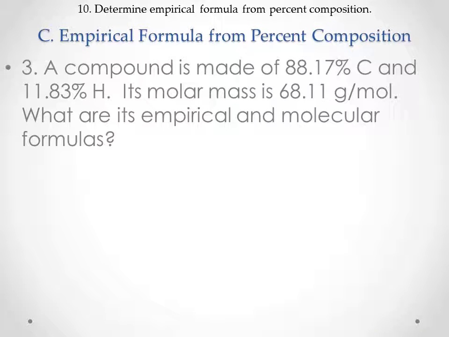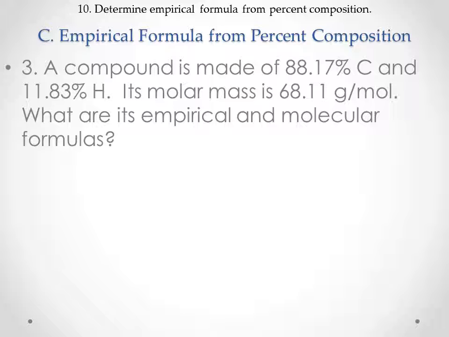All right, let's look at a different problem. Same question, but just a different compound here. We're told a compound is made of 88.17% carbon and 11.83% hydrogen. Again, we're given the molar mass. You can see that there. And again, we're asked to find its empirical and molecular formulas.